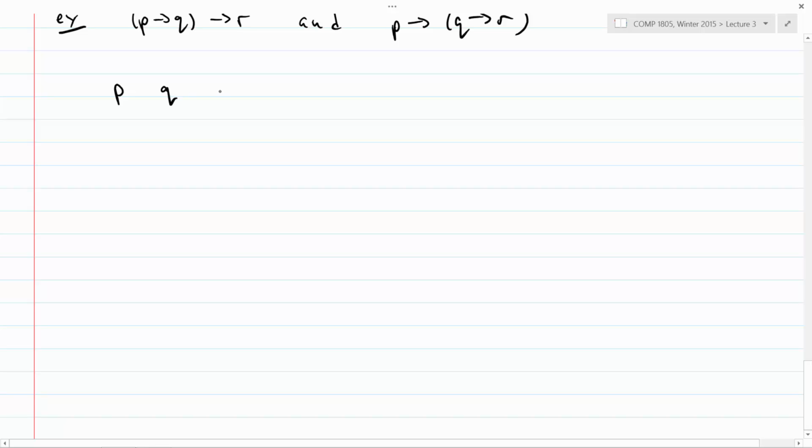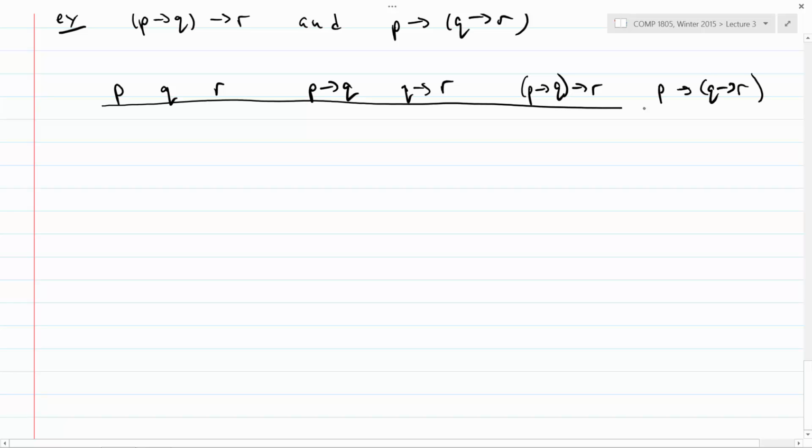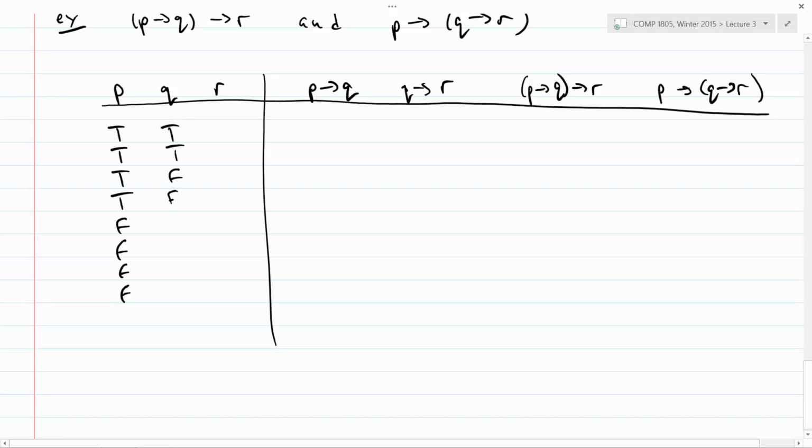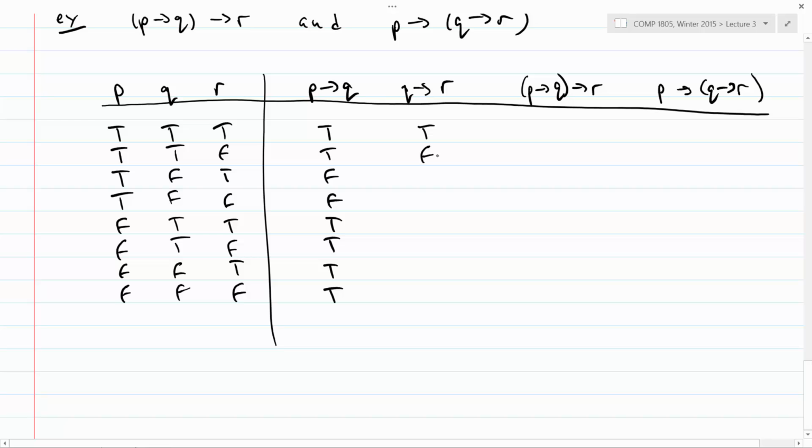So we have P, Q, and R, and the things we need are P implies Q, Q implies R, and then we have P implies Q implies R, and P implies Q implies R. So I'm doing all the intermediate ones sort of together. You are free to do it this way if you would like. So true, true, true, true, false, false, false, false. True, true, false, false, true, true, false, false. And then true, false, true, false, true, false, true, false. P implies Q is true, true, false, false, and then all trues. Q implies R is true, false, true, true, true, false, true, true.